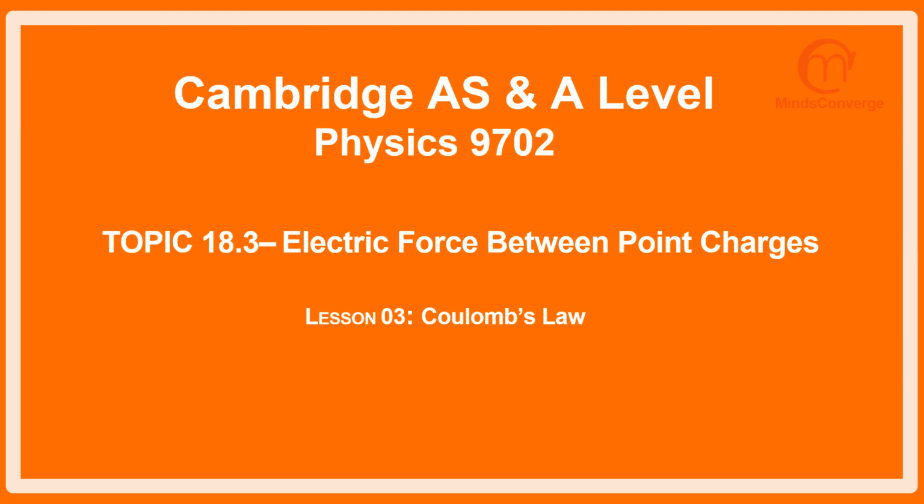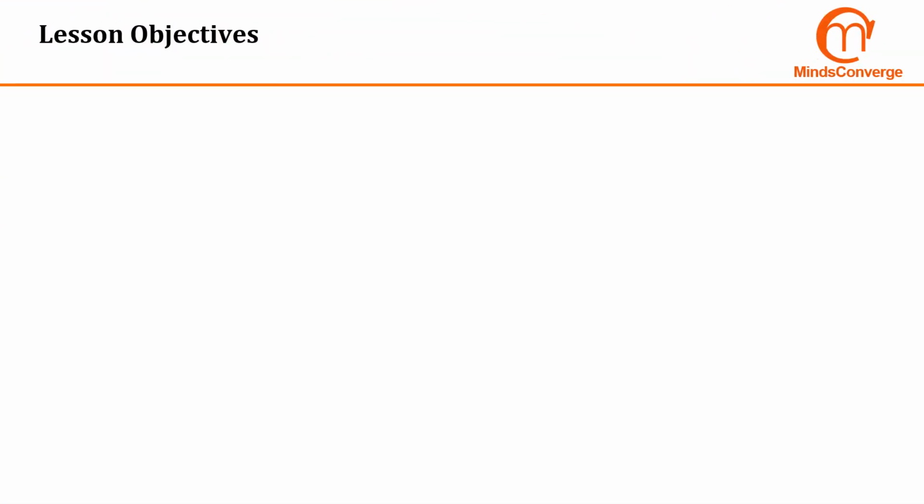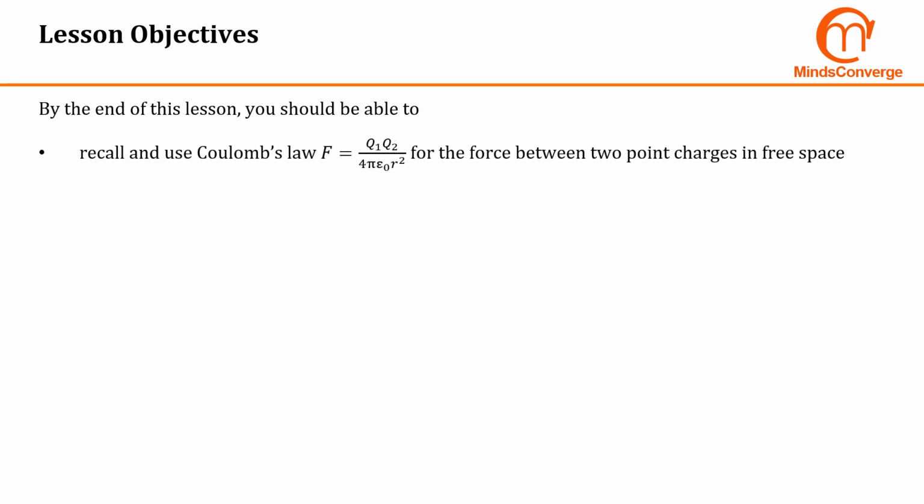Welcome. This lesson is on Coulomb's law for two-point charges in free space, which is a subtopic of electric forces due to point charges in Unit 18, electric fields. By the end of this lesson, you should be able to recall and use Coulomb's law, F equal to Q1 times Q2 over 4 pi epsilon 0 times r squared, for the force between two-point charges in free space.